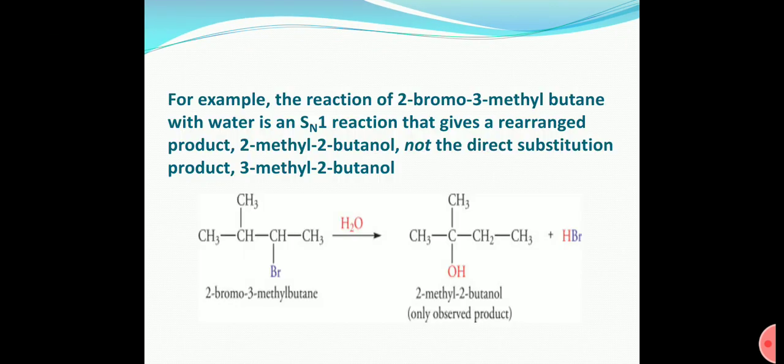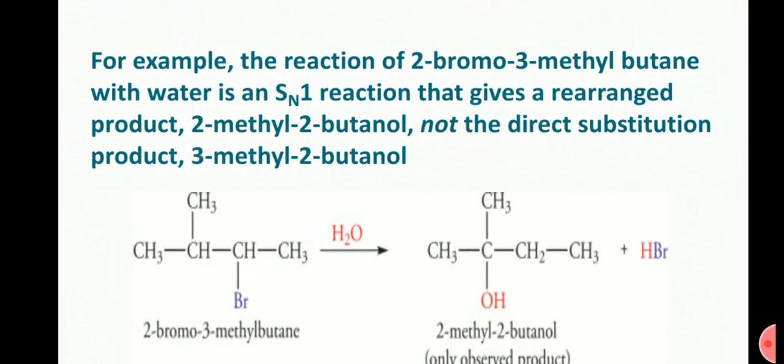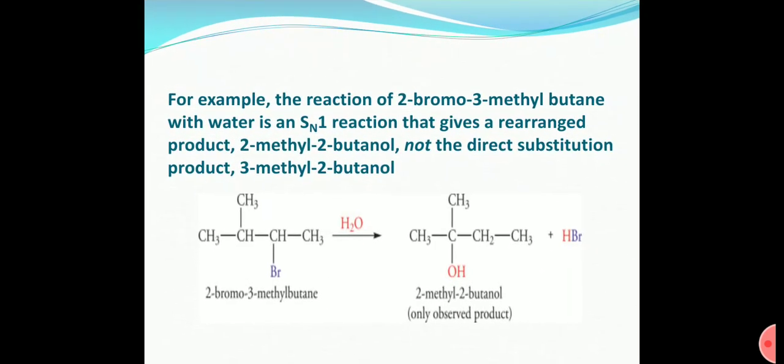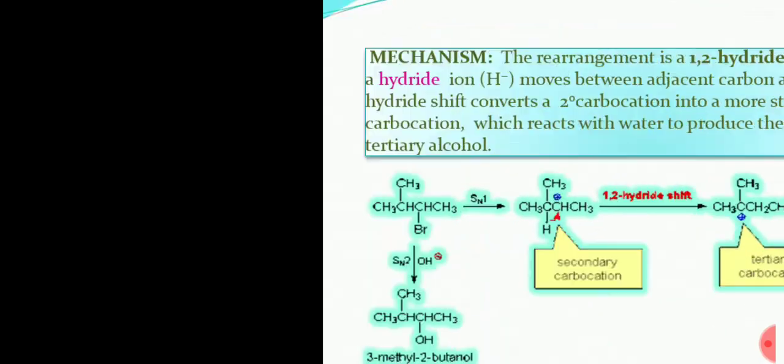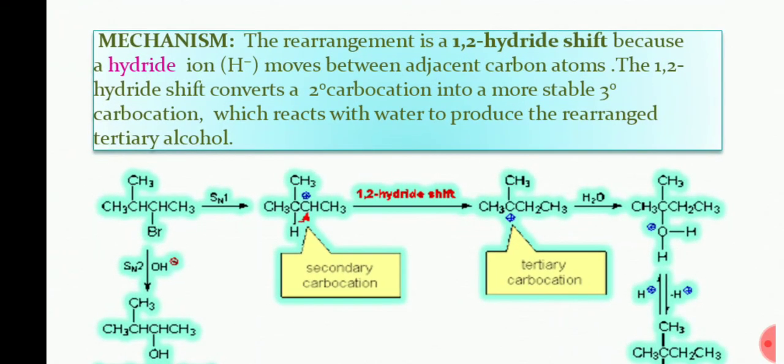And we see another example, that is the SN1 reaction of 2-bromo-3-methylbutane, which follows the SN1 mechanism in which rearrangement takes place. So it gives a product as 2-methyl-2-butanol instead of a direct substitution product like 3-methyl-2-butanol. So it is better understood by going through the mechanism. Here, when we take this reaction, we have 2-bromo-3-methylbutane.